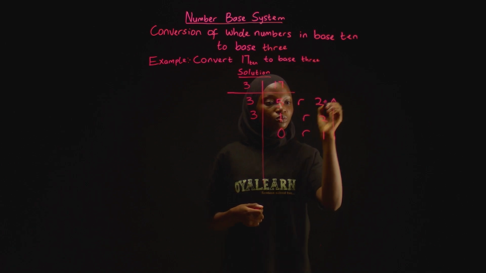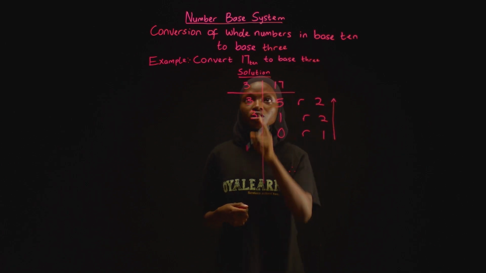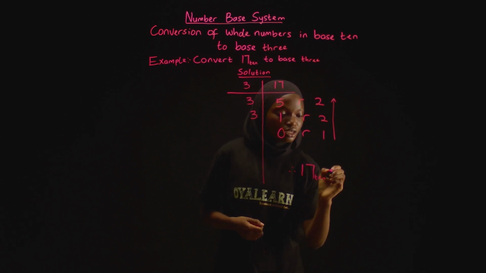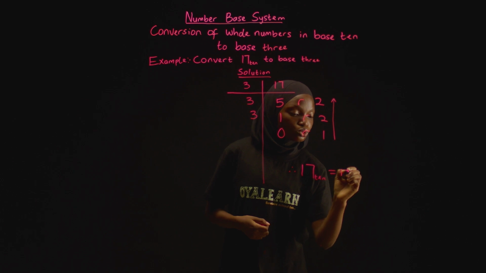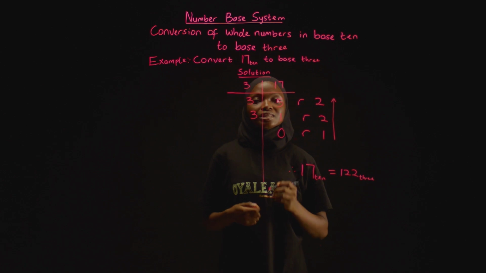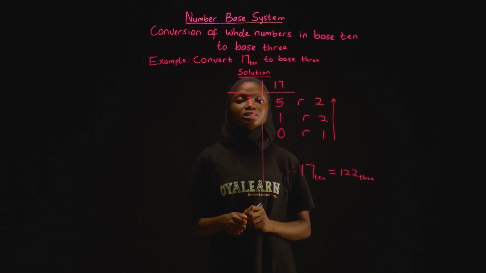Take the remainders upwards. So therefore, our 17 base 10 equals 122 base 3. And that's how to convert 17 base 10 to base 3.